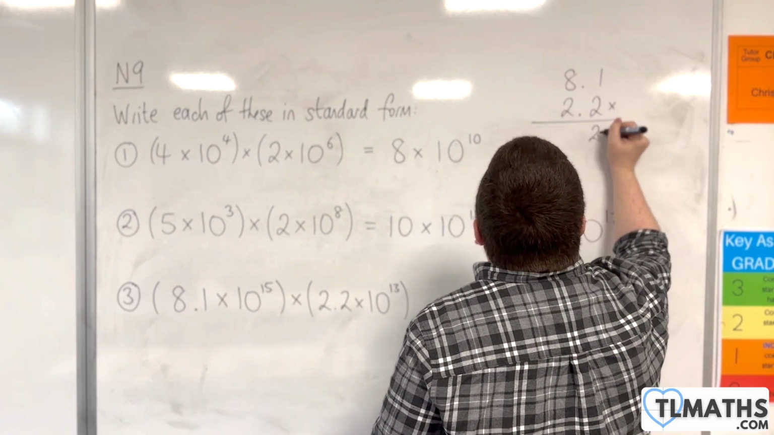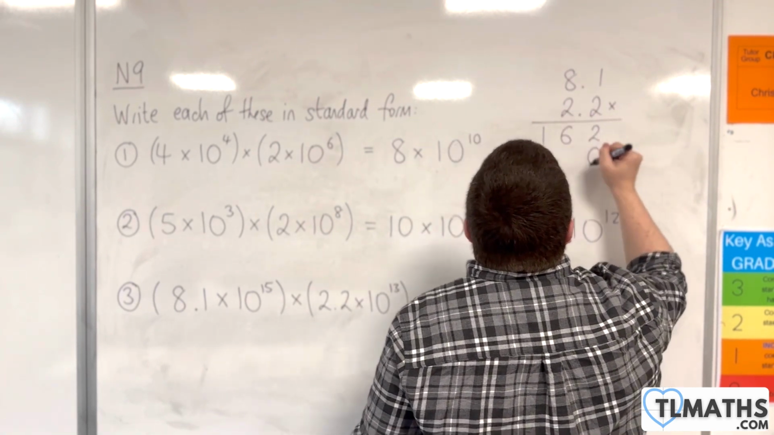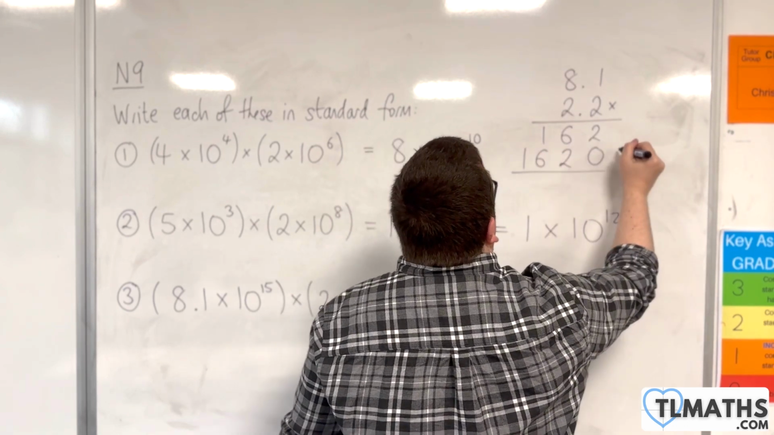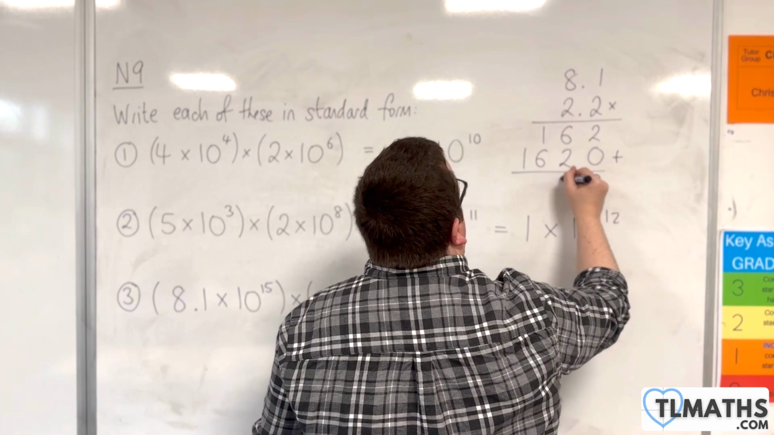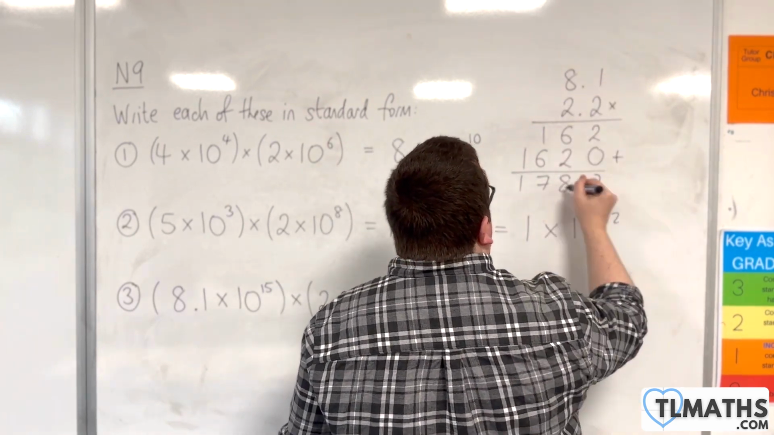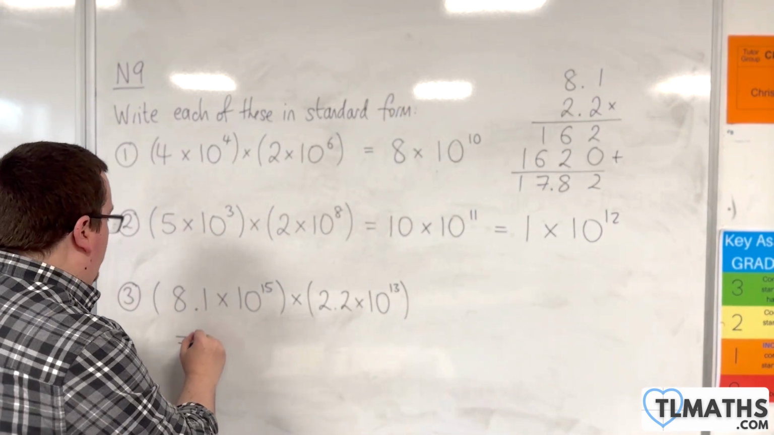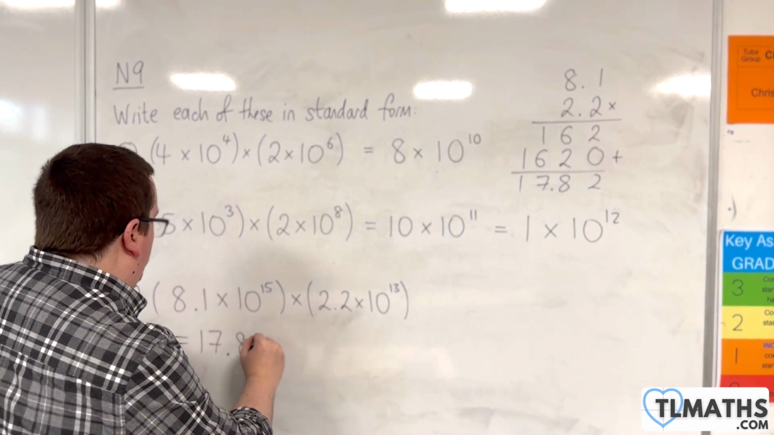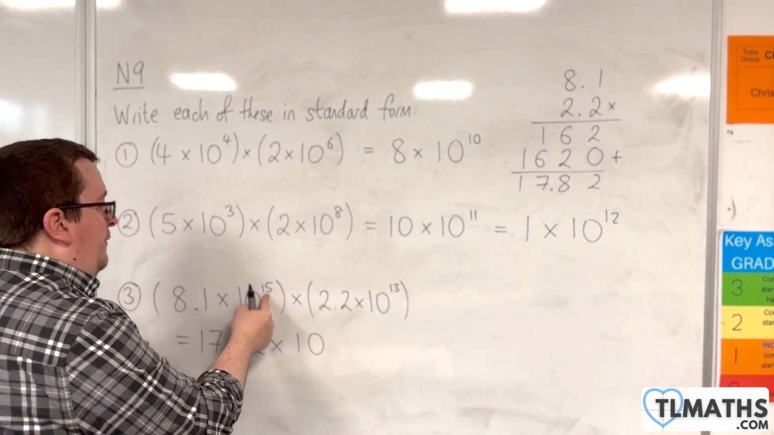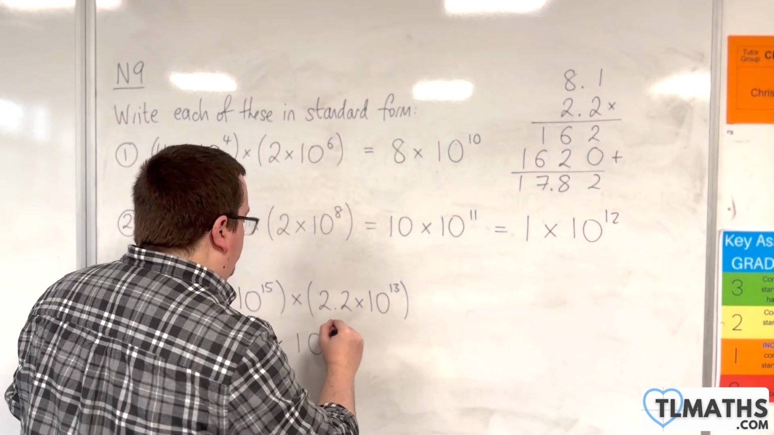2 times 1, 2 times 8. Then we need a 0, 2 times 1, 2 times 8. Add those two numbers together, we're going to get 2, 8, 7, 1. And 2 numbers to the right of the decimal point, so it's 17.82. So we're getting 17.82 times by 10 to the power of, so 15 plus 13 is 28.